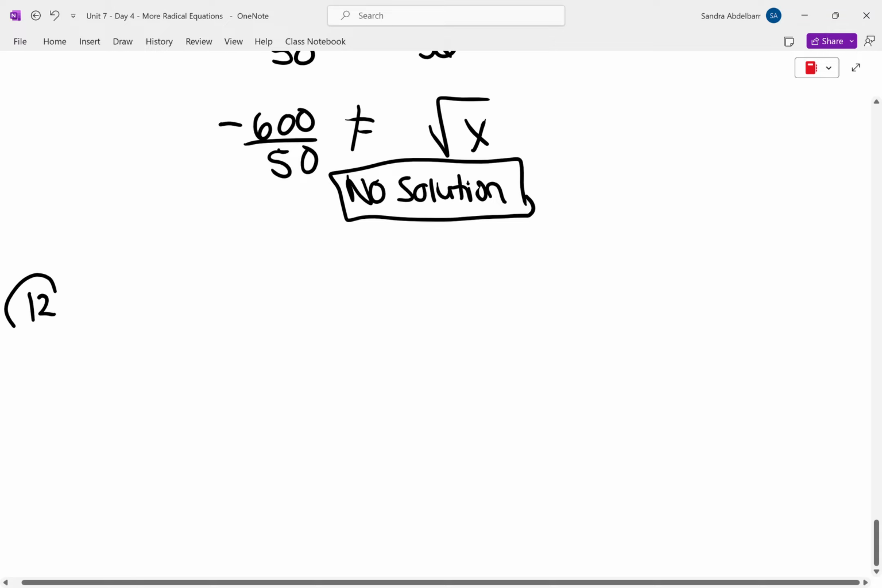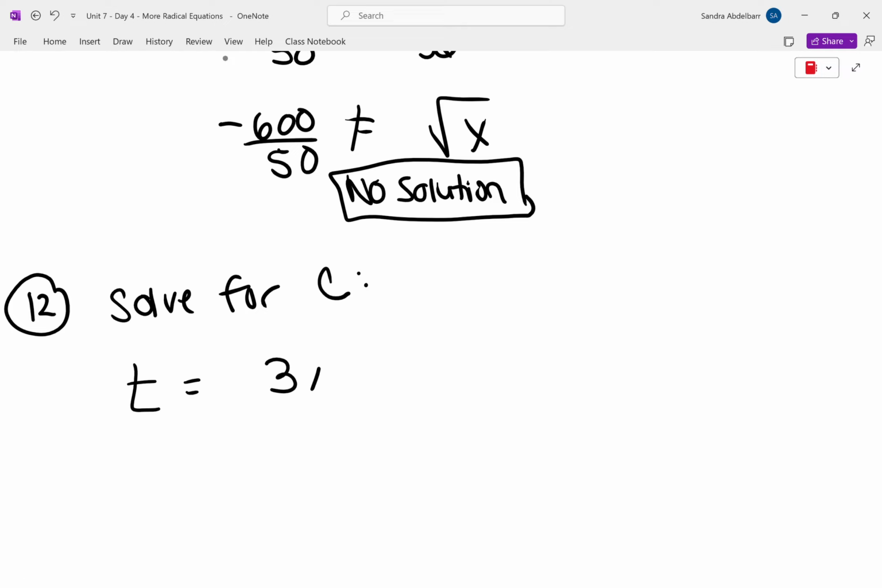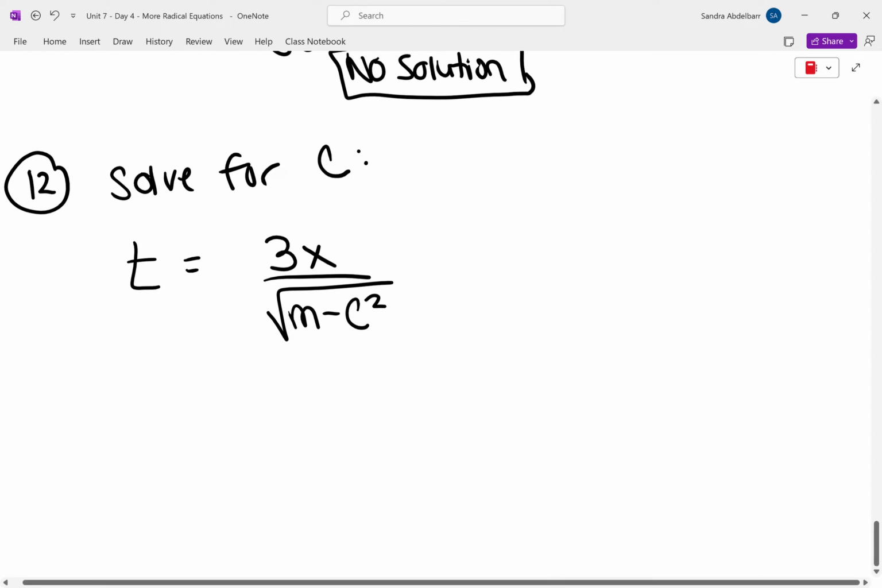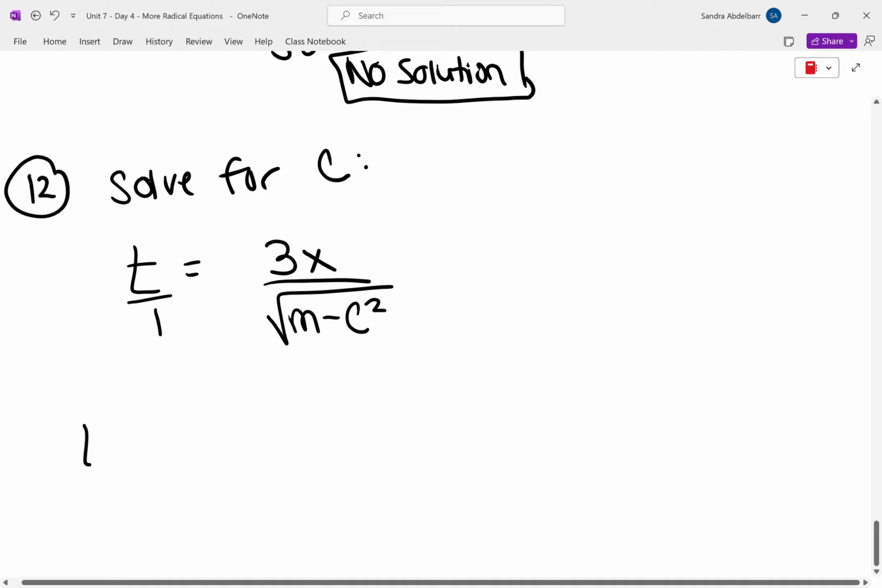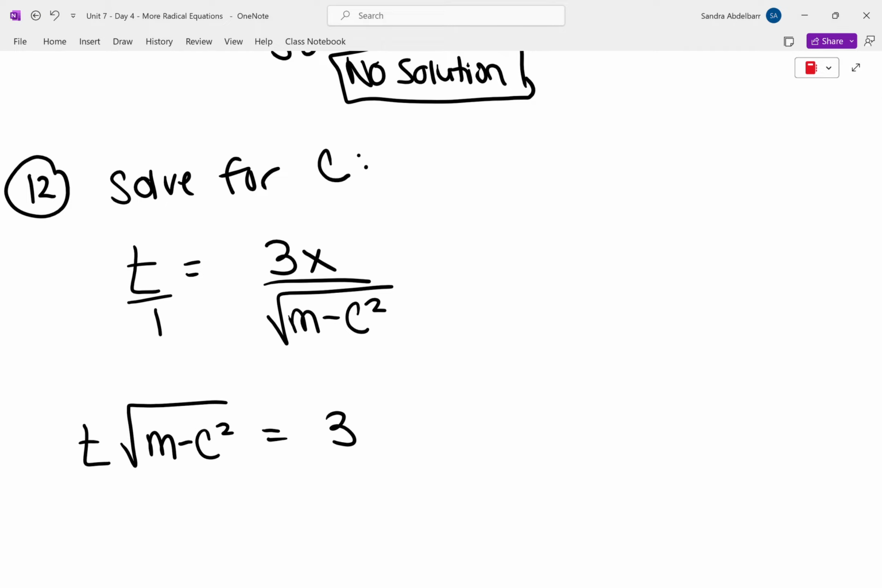I want us, this is number 12. I want us to solve for c. T equals 3x over the root of m minus c squared. All right, I'm going to cross multiply. So I'm going to get t root m minus c squared equals 3x. So all I did was cross multiply.